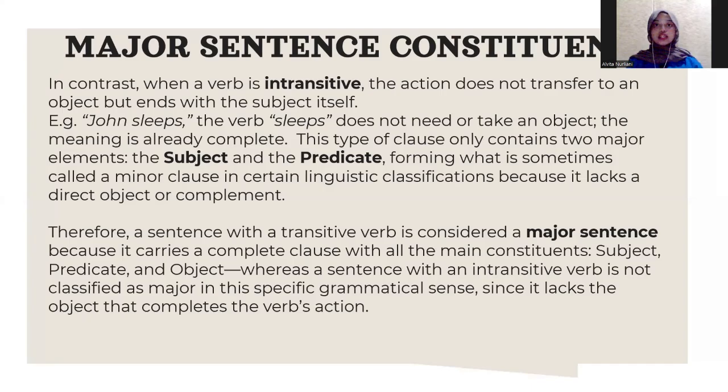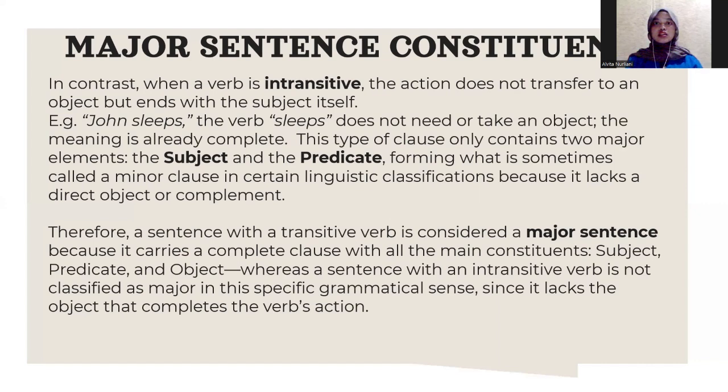In contrast, a sentence with an intransitive verb might not have an object, but it can still be meaningful, even though it may not show the full subject-verb-object structure. For example, "John sleeps." The verb sleeps itself does not need or take an object because the meaning is already complete.